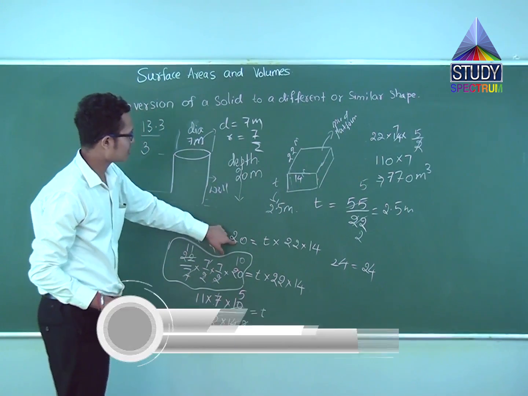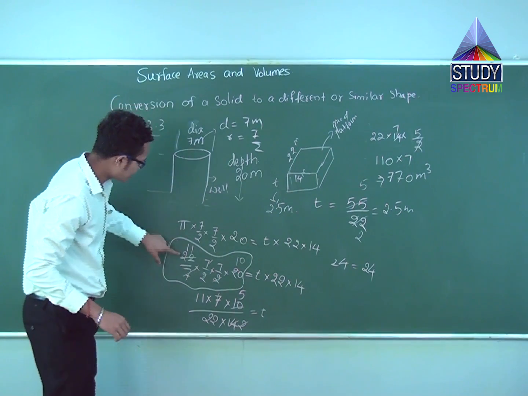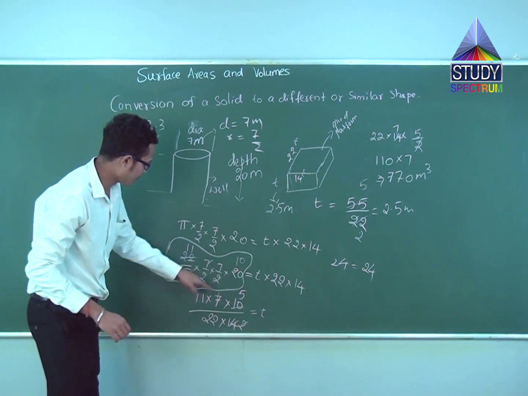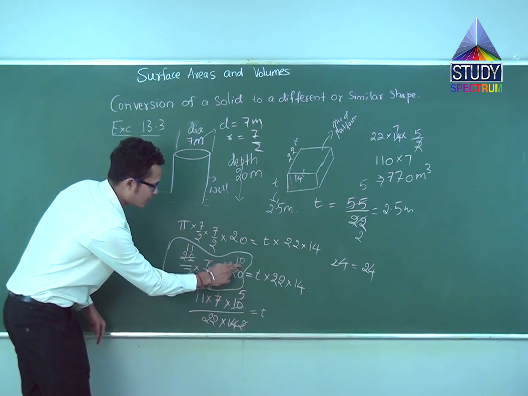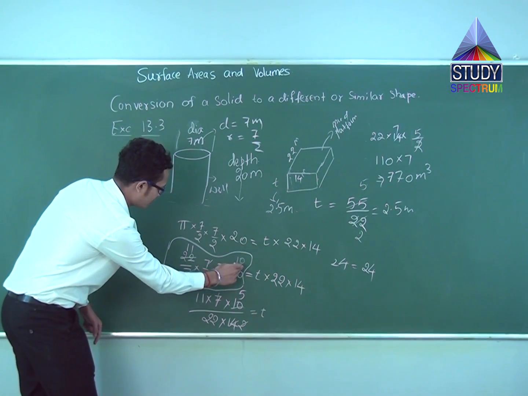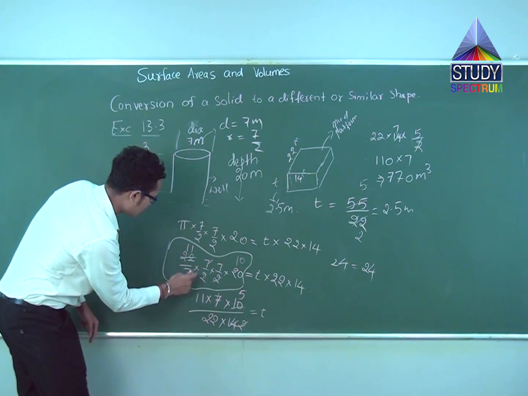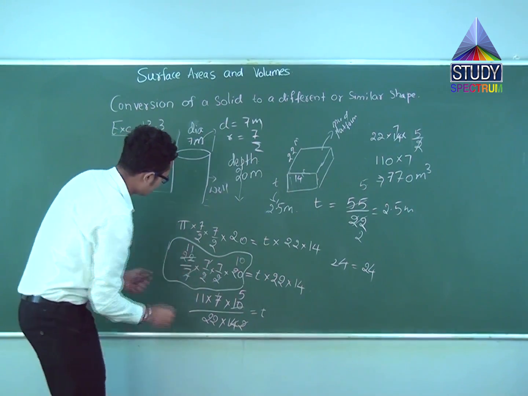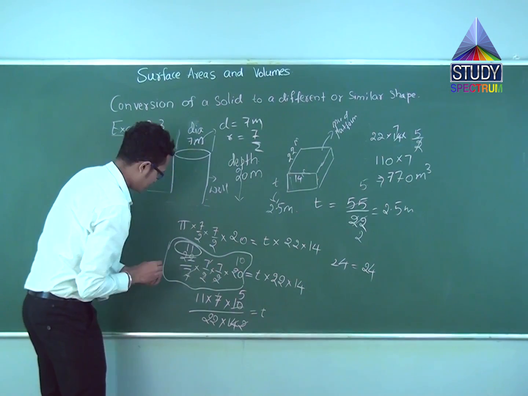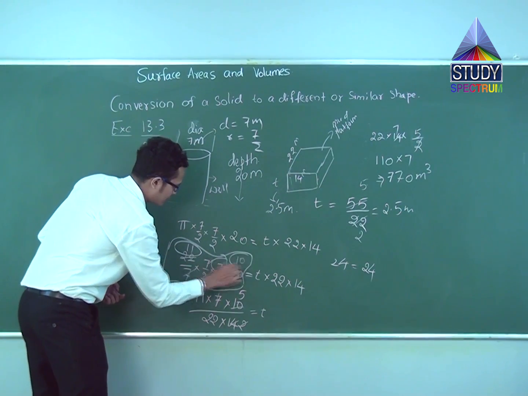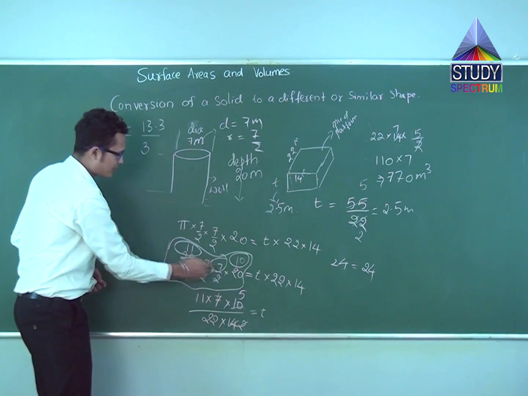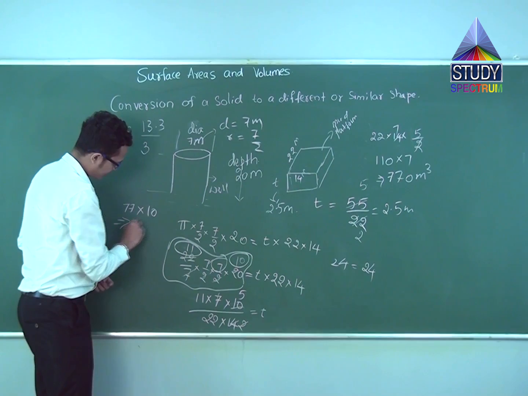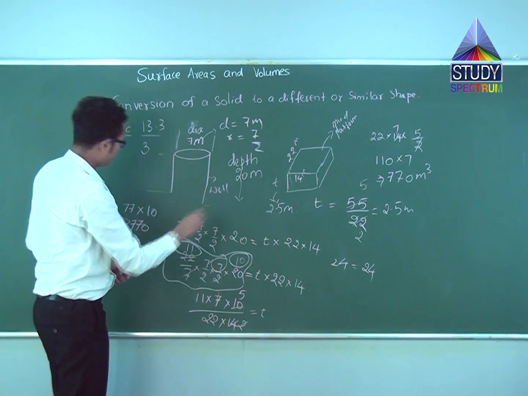Pi r square into h is the volume of the cylinder. Pi is written as 22 by 7. 7 by 2, then 20. 2 goes out with 20 and gives here 10. That is 2 times 10, 10 is 20. Again, 2 times 11 here. And then 7 and 7 go off. What remains is 11, 7 and 10. 11 times 7 is 77 into 10 is equal to 770 meter cube.